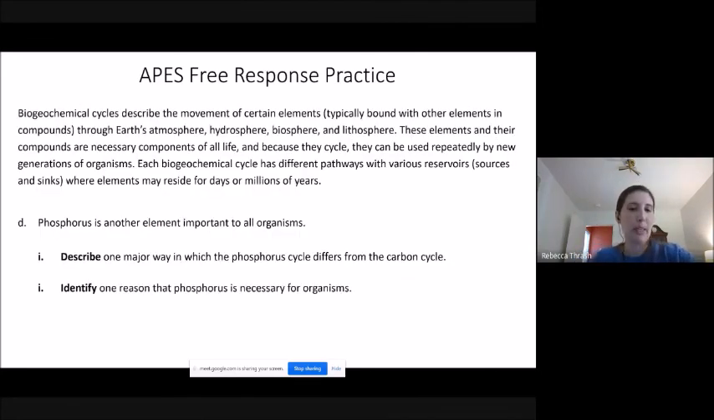All right, last little bit here, talking about phosphorus. It's an element important to all organisms. Describe one major way in which the phosphorus cycle differs from the carbon cycle, and then identify one reason that phosphorus is necessary for organisms. So we know what those task verbs want us to do.